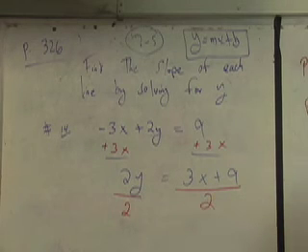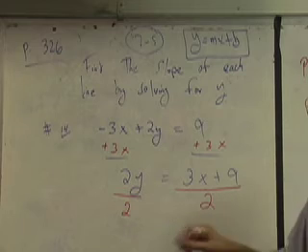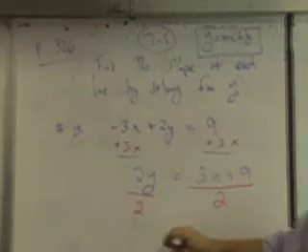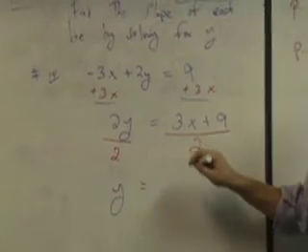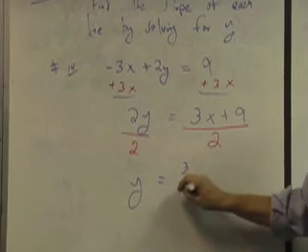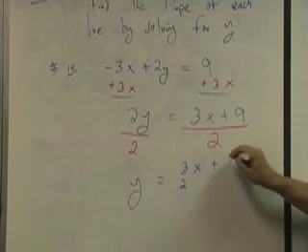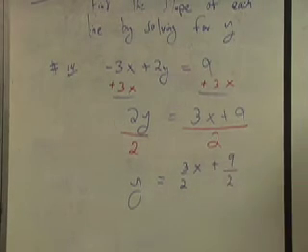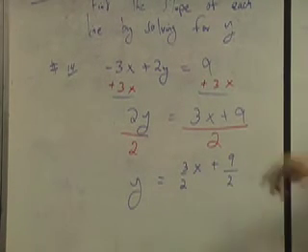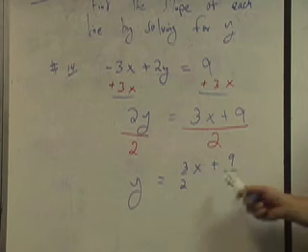Divide it all, right? Now what's another way of writing this right here? We can write this as y equals, what's another way of writing this? 3 over 2x plus 9 over 2. All right, because the 2 kind of belongs to both of these, there's no simplifying possible. It's 3 over 2x plus 9 over 2.